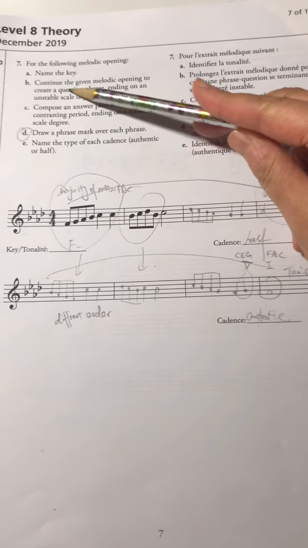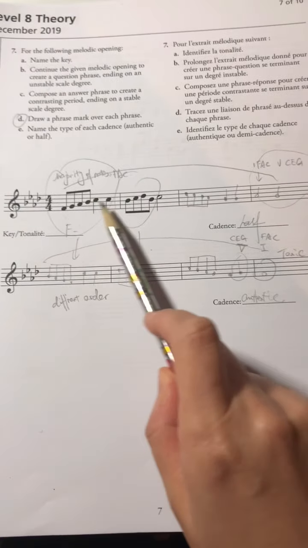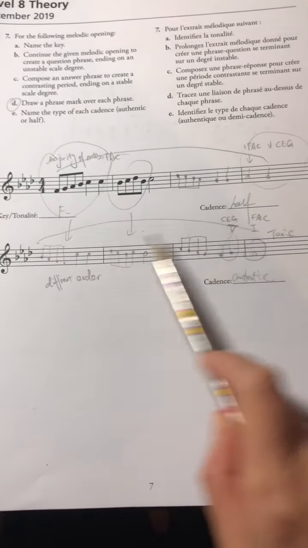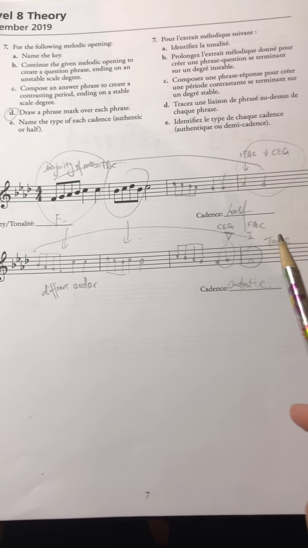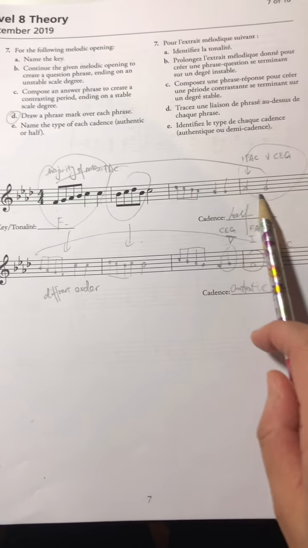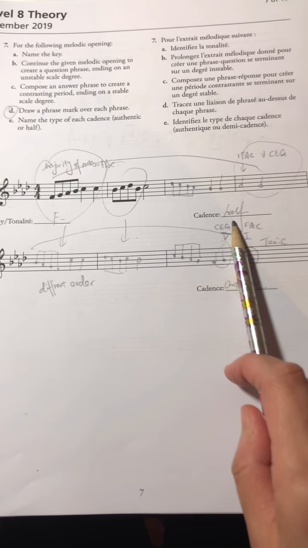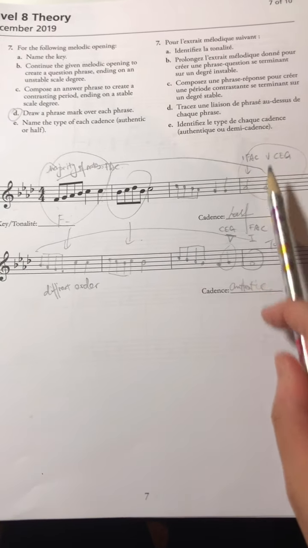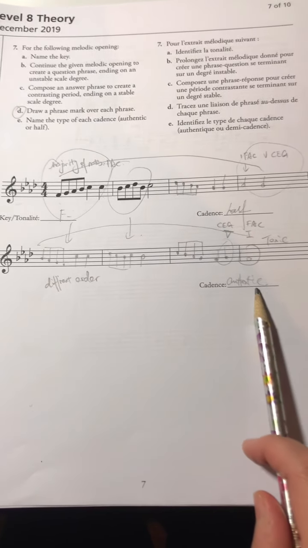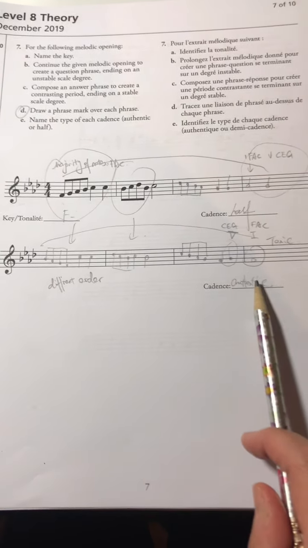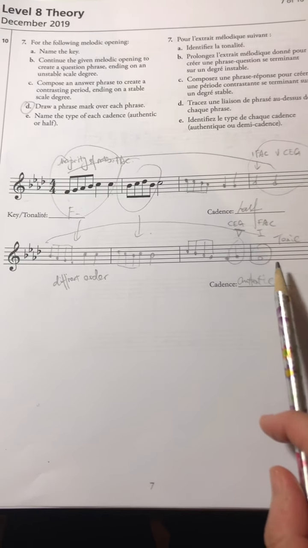So question two, continue. For the given melody, they only give us the first two measures, so the rest you have to do by yourself. The first phrase always ends on the half cadence, which means an imperfect cadence, ending on one and five. The last phrase we always end on the authentic cadence, which means a perfect cadence. We always do it this way.